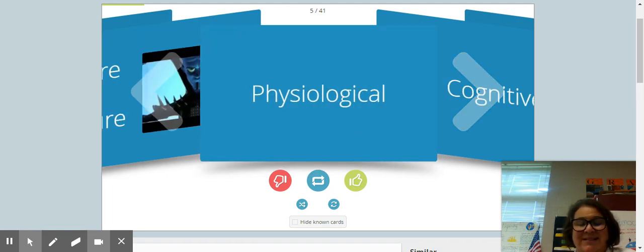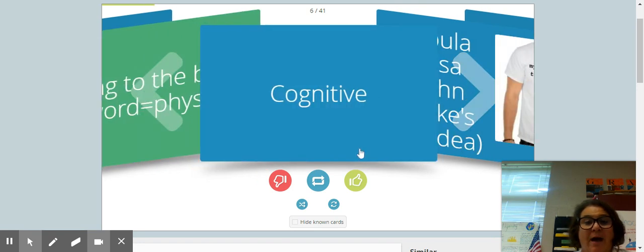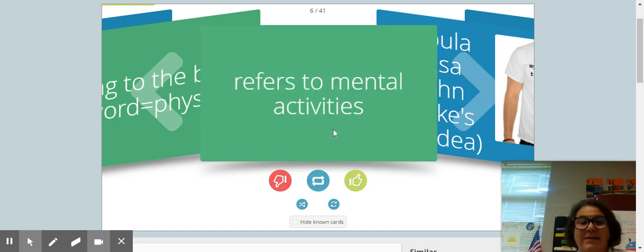Physiological just means, it's a synonym, a word that means the same as your body, your physical body, relating to the body. So the opposite, to use some English terms here, an antonym, a word that means the opposite of physiological, is cognitive. Cognitive refers to your mental activities.